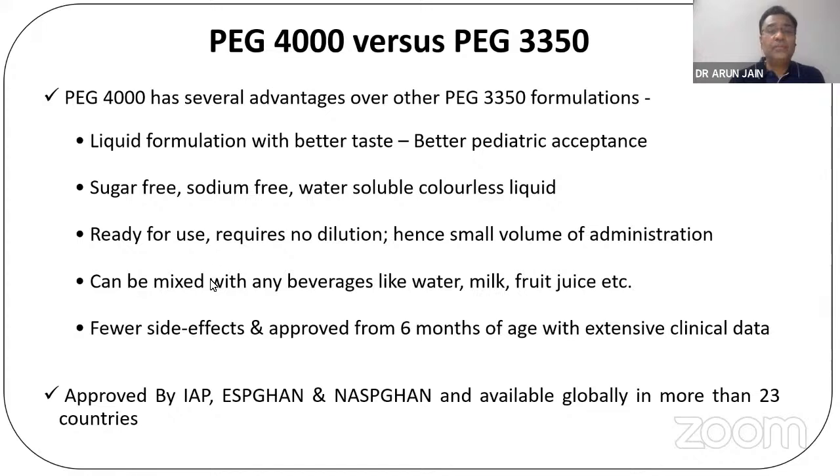Side effects are few in PEG 4000, and it is approved from 6 months of age with extensive clinical data. So here it is also an advantage. Approval is from 6 months, beyond PEG 3350. Traditionally, we give it in children more than 1 year of age, and it has been approved by IAP, ESPGHAN, and available globally in more than 23 countries.